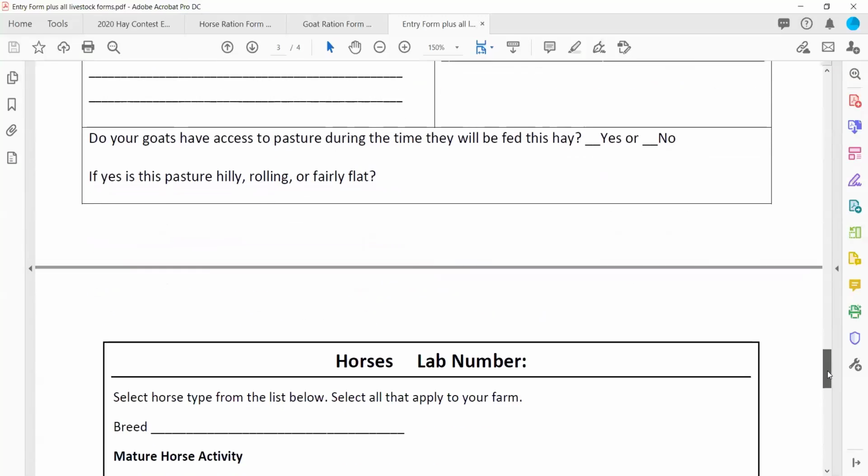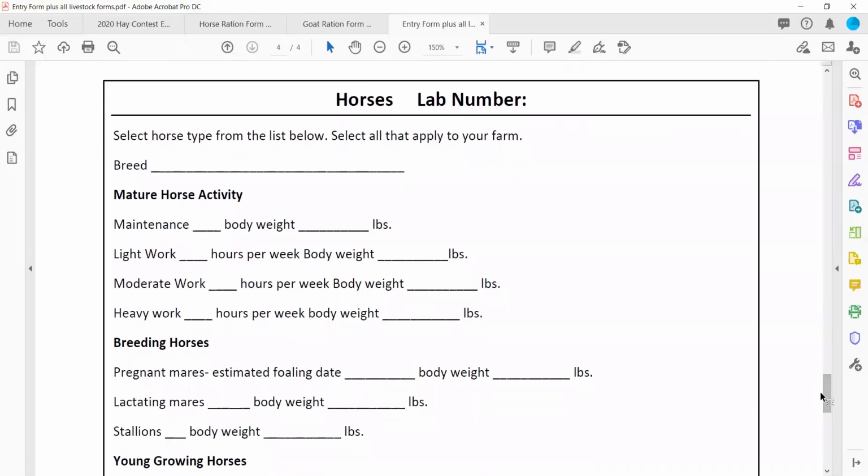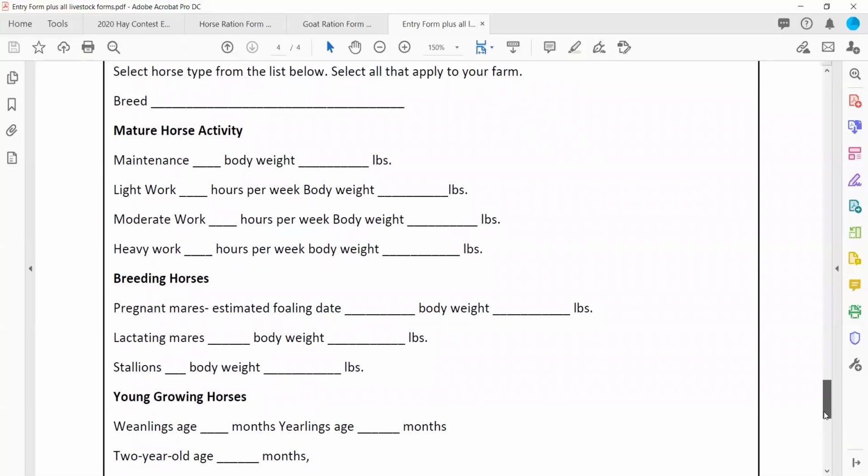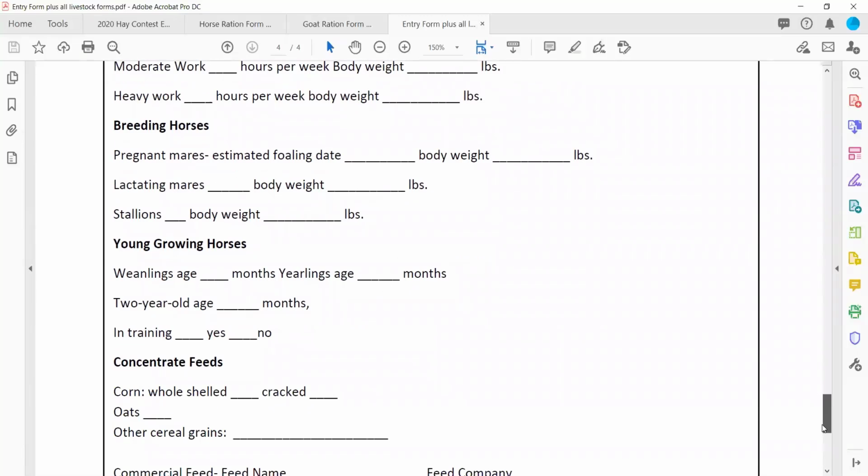So let's move to the horse entry form. And again, first thing you would do, transfer that lab number onto this page and write it in at the top of the page. Indicate the breed. If it's a mature horse, indicate the level of activity and their weight, or how much they're going to be working per week, and the weight. If it's a breeding horse, then you can see the information needed there, and young horses as well.